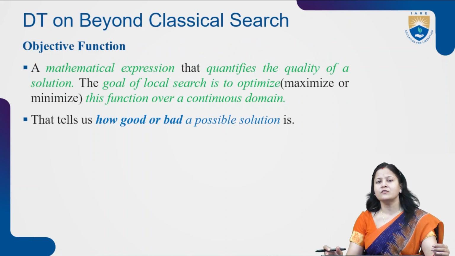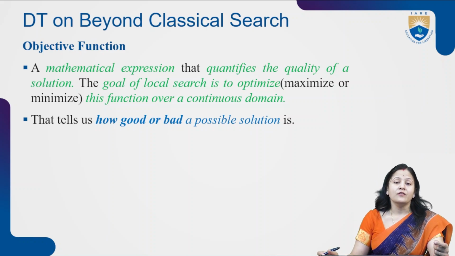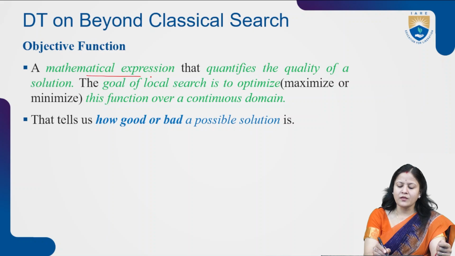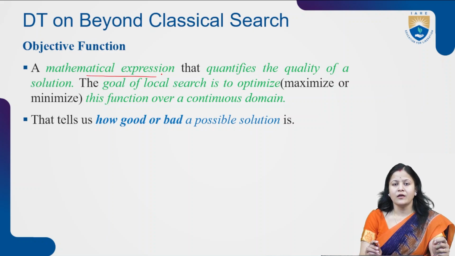So this is the first term. What do you mean by the objective function? The objective function is a mathematical function, or a mathematical expression, that quantifies the quality of a solution. The goal of the local search is to optimize, that means maximize or minimize, this function over a continuous domain. That tells us how good or bad a possible solution is.